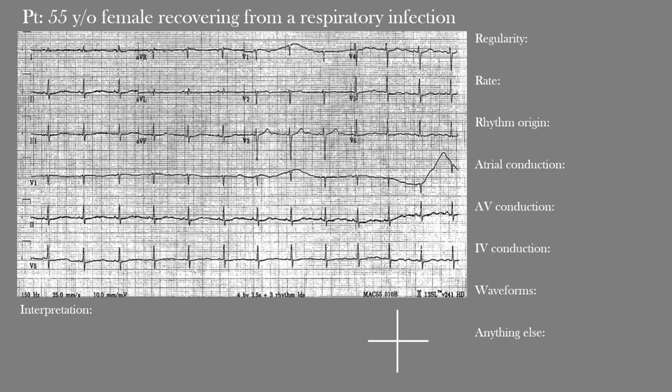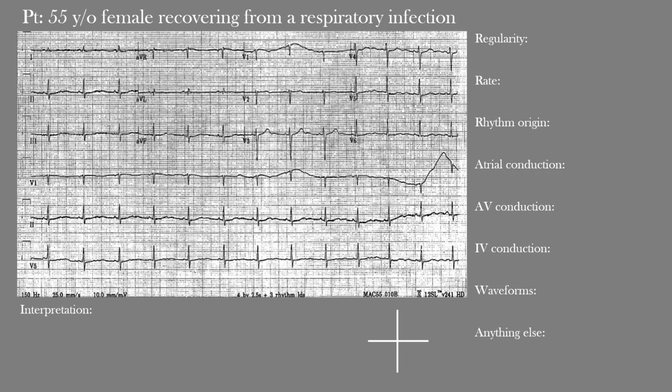Before we get started, let's review the approach we've been using to interpret EKGs. Notice that we have the patient's clinical presentation and then the EKG below. On the right side of the screen, we have the list that we'll go through before making our interpretation. First, there is the regularity of the rhythm. That is, are we dealing with a regular or irregular rhythm? And if it's irregular, is it regularly irregular or is it irregularly irregular?